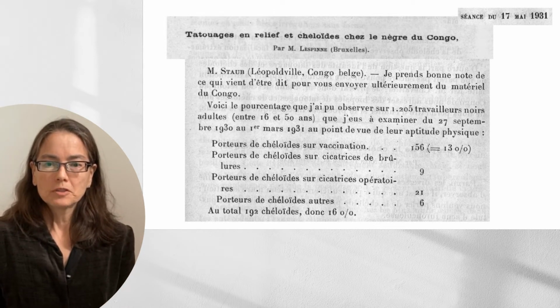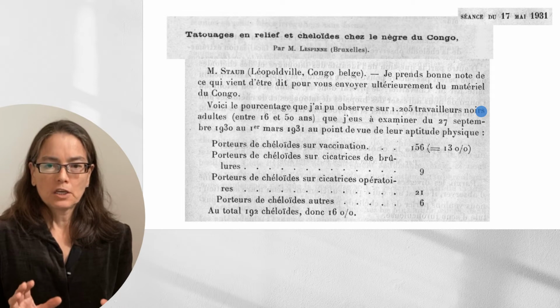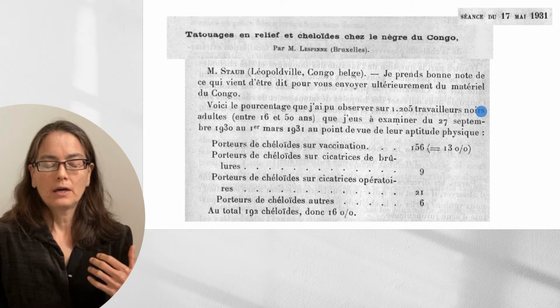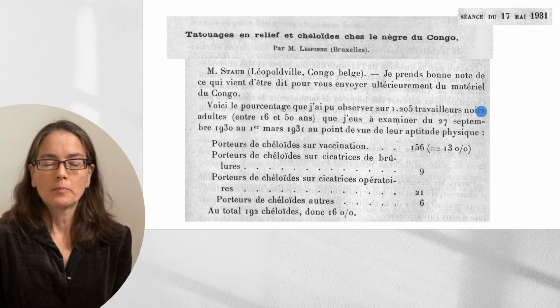What he describes is looking at mine workers in Congo. And I'd just like to take a moment for us to reflect. He is a Belgian physician. We're talking about 1930s Congo, a colonial situation with tremendous exploitation and racism. And he is looking at adult mine workers. So just please do reflect on that for a moment.